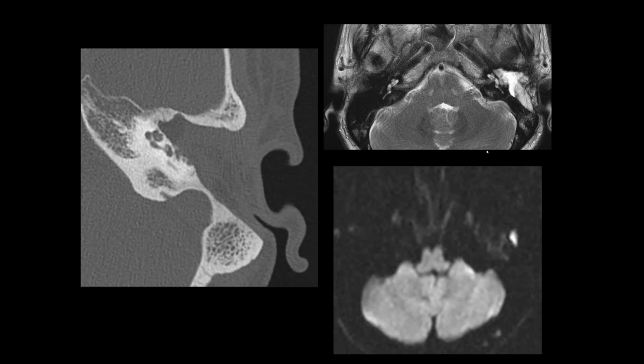And so here you can see the MR. There's heterogeneous signal on the T2, but on the DWI, the diffusion-weighted sequence, you can see that there's just a small area, but an area consistent with the recurrent cholesteatoma in the anterolateral aspect of the mastoidectomy bowl.